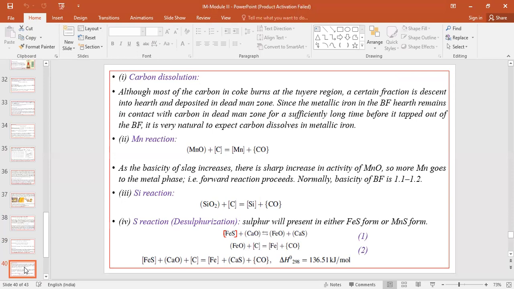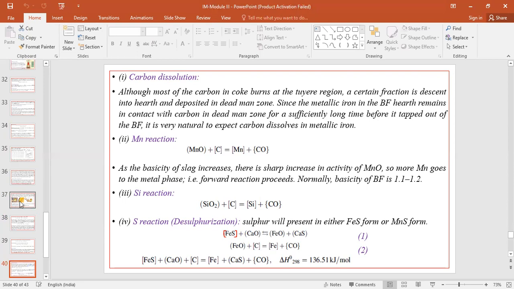So in the hearth part, we have hot metal as well as the solid central column of solid coke present in the blast furnace. Although most of the carbon is burnt in front of the tuyeres, a certain amount of coke descends into the hearth and is deposited in the dead man zone. That means there is a region where the heat has not penetrated into the blast furnace.